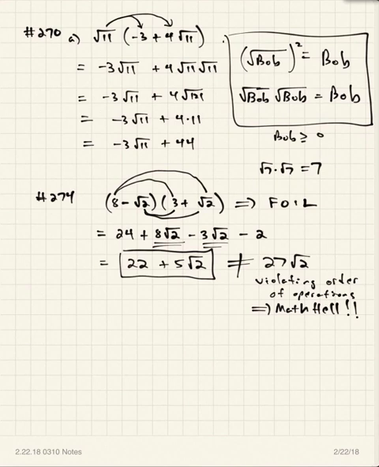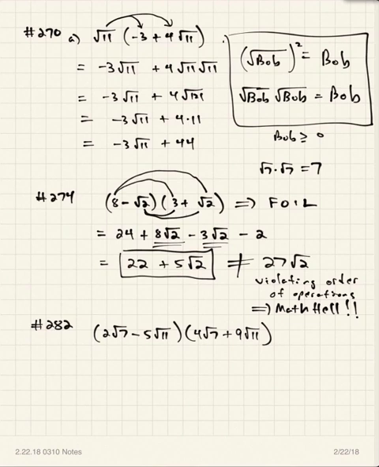All right, so let's next look at problem number 282. So 282 is a little bit more complicated version of the last problem. We have 2 times the square root of 7 minus 5 times the square root of 11 times 4 times the square root of 7 plus 9 times the square root of 11. Kind of a yucky looking problem there, certainly.